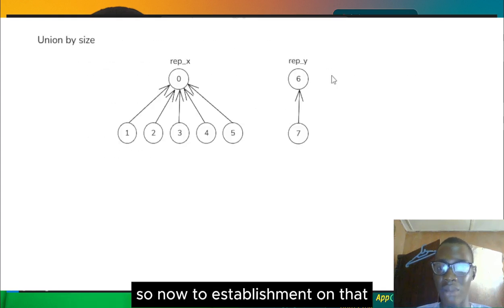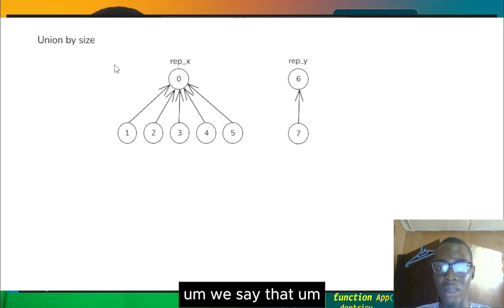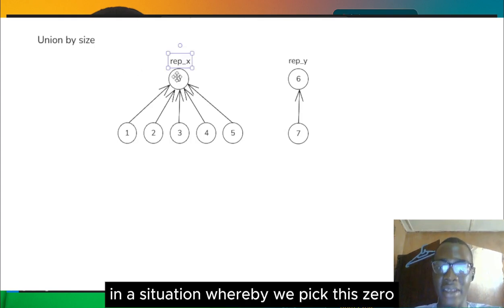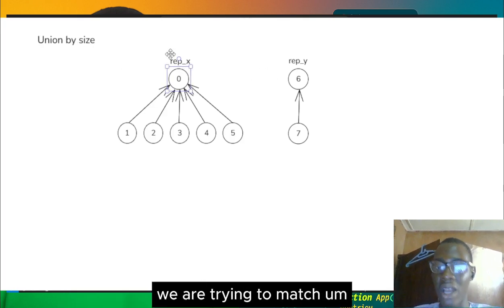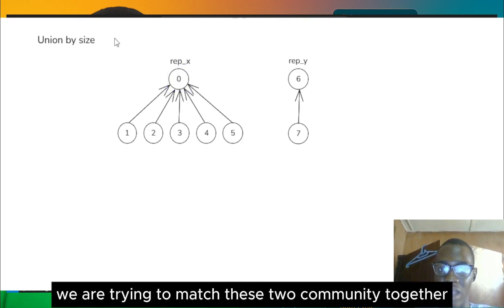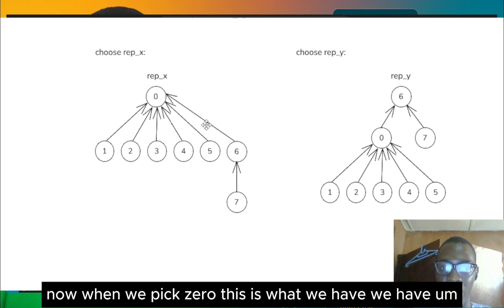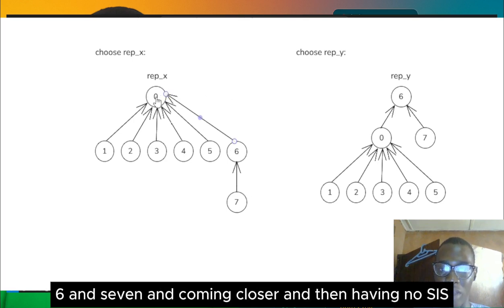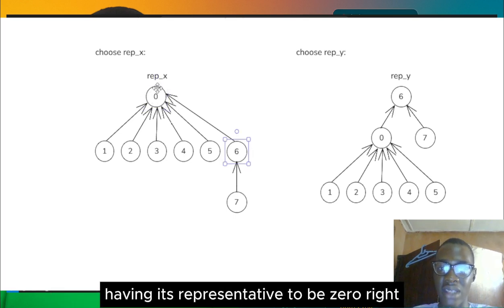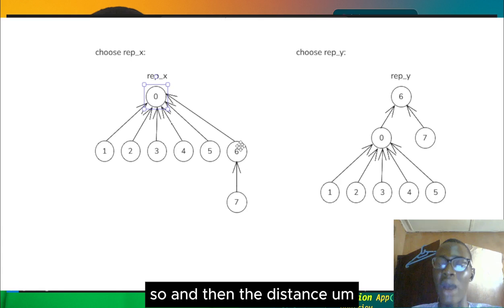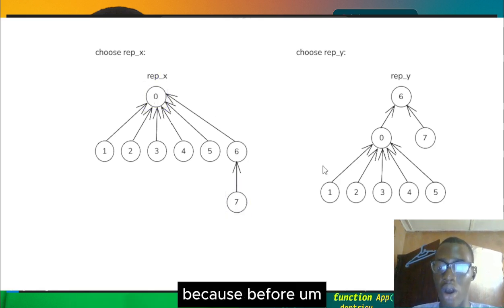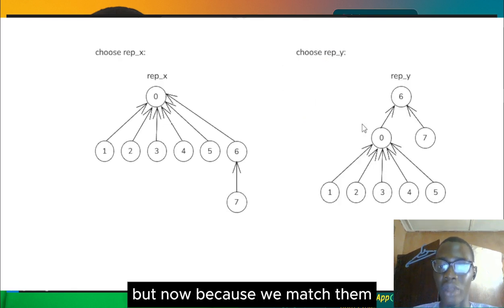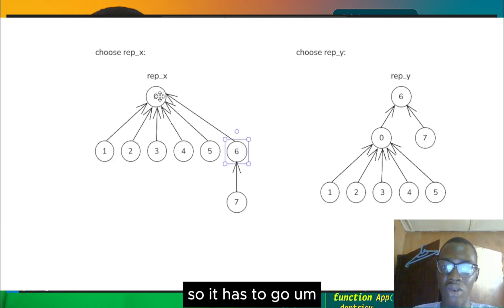So now to establish more on that, consider this example. In a situation whereby we pick this 0 to be the representative, let's say we are trying to merge these two communities together. When we pick 0, we have 6 and 7 coming closer, with 6 having its representative as 0, right? And then the distance from 7 to its representative is now +1. Because before, 7 had its representative to be 6, but now because we merge them, 7 has its representative to be 0, so it has to go further.